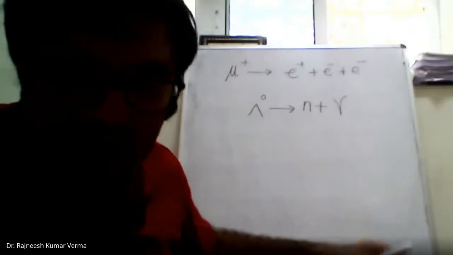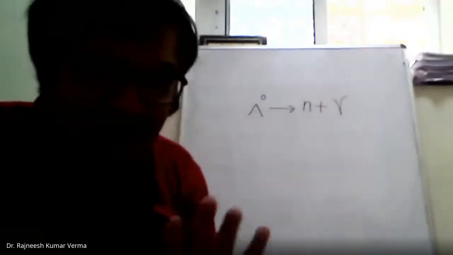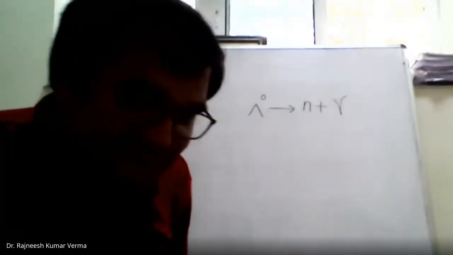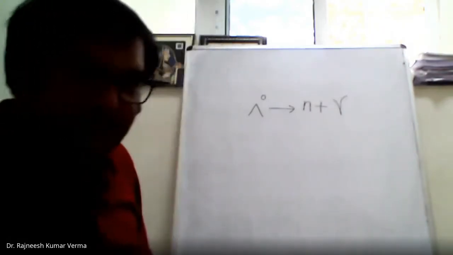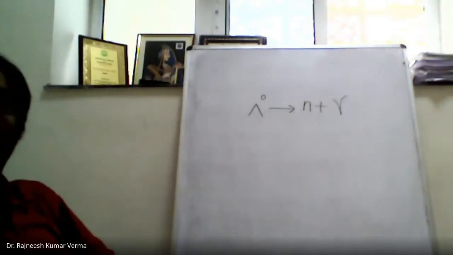Sir, isospin is not conserved. In this case, Lambda not. Yes, sir. So charge is conserved. Baryon number is conserved. Isospin is not conserved, sir. I'm not asking about whether isospin is conserved or not. You tell me whether this interaction can take place or not.